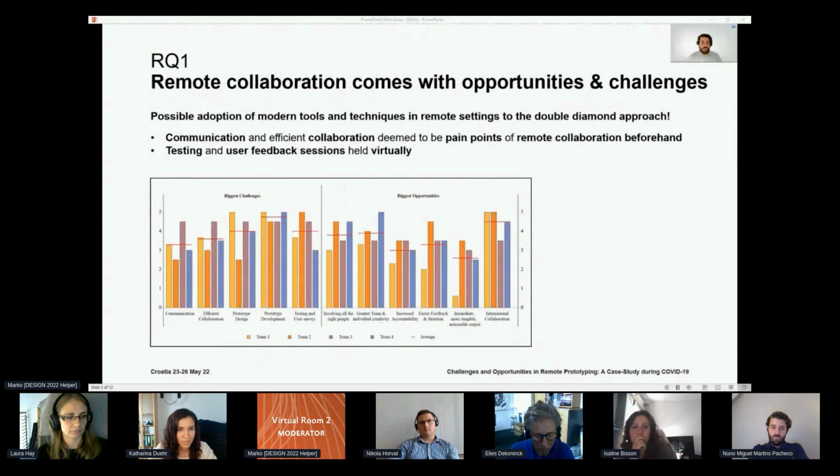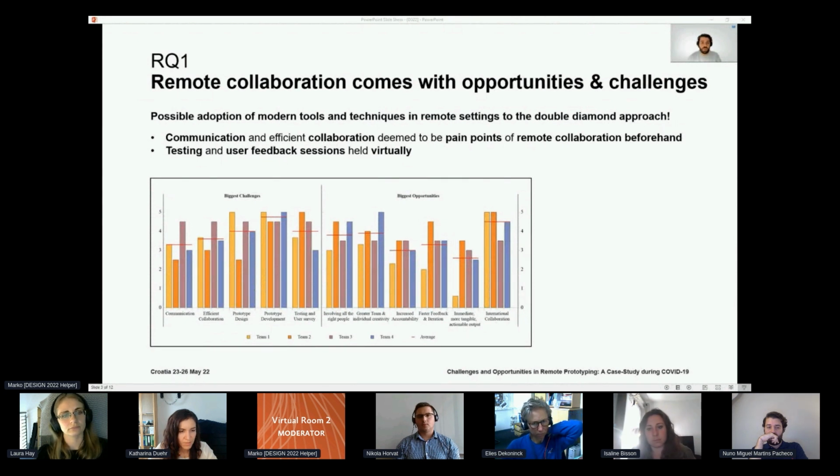In this figure, now you can see the results from our survey that we conducted with the teams on the challenges and opportunities. The teams were clearly motivated to participate in an international collaboration project despite the limitations of the pandemic. And the team composition involving the right people and increased individual creativity were important to overcome these challenges.